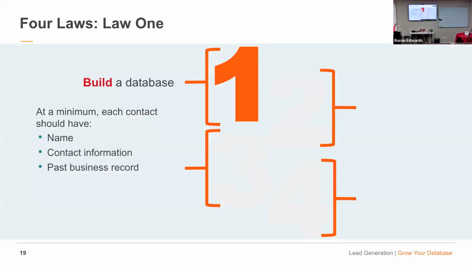Okay, so the first of the 4 laws is law number 1, which is build your database. At a minimum, every single contact should have a name. It seems crazy, but we have to know what to call them. So we have to have a name, contact information, and past business record. Now, this is if you've done business with them in the past. So those of you that have been in real estate for a minute, you would want to have a record of that. Why is that important?